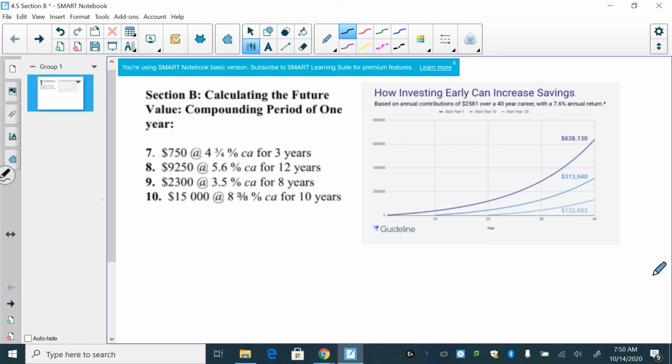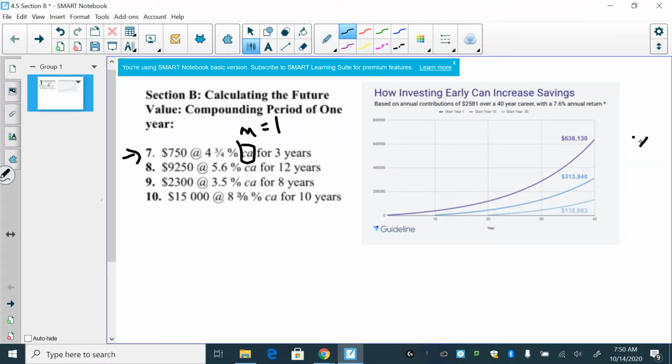Okay, so we're going to be calculating the future value. And in these questions, we're looking at a compounding period of 1 year. So that's what that CA is here. We're compounded annually, so once a year, so our M is equal to 1. So we're just going to do number 7. We're investing $750 just once, just putting that money into the bank account, and then we're going to see what it turns into 3 years from now.